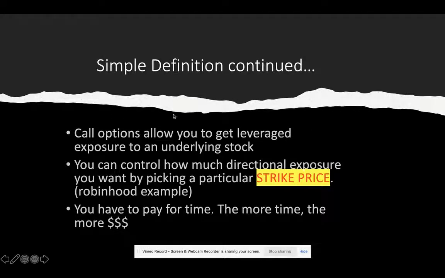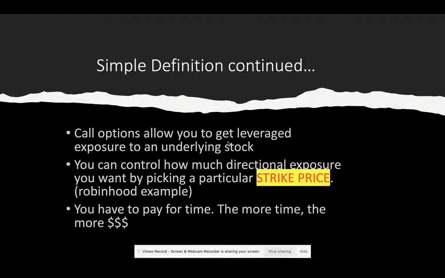So, simple definition, continue. Call options allow you to get leveraged exposure to an underlying stock. So if you buy a call option in Tesla and Tesla moves up, you will make more money than buying shares of Tesla most of the time, unless you buy a crap ton of shares. And there are some different mathematical ways of showing this. Like I said, the option controls 100 shares of stock. So if you bought 500 shares and you have one single option contract, well, the 500 shares of stock is going to be more expensive, but if the stock goes up, you're going to make more money versus if you bought a call option, just because you have so much more money.